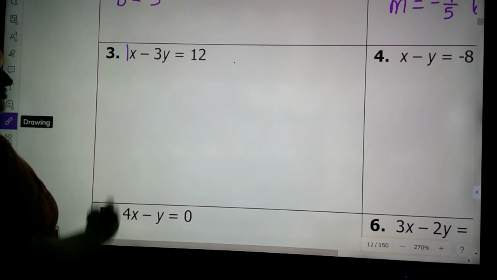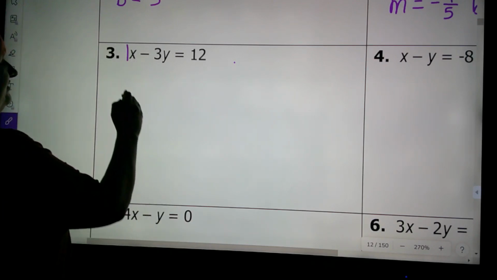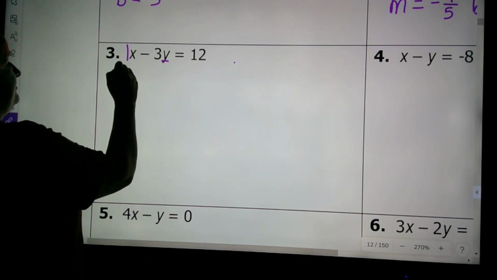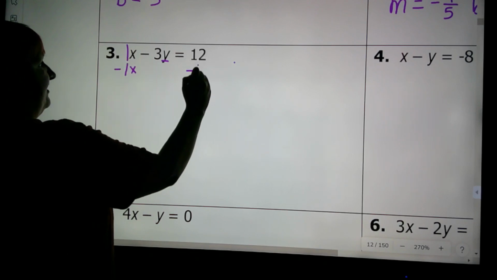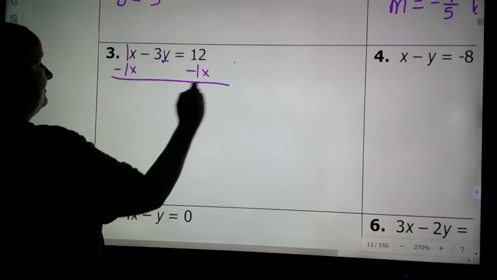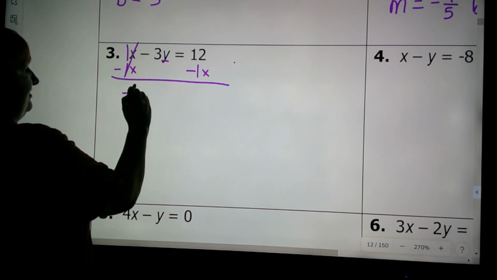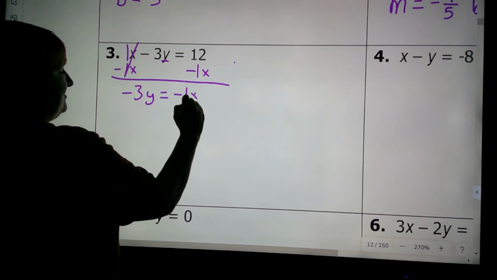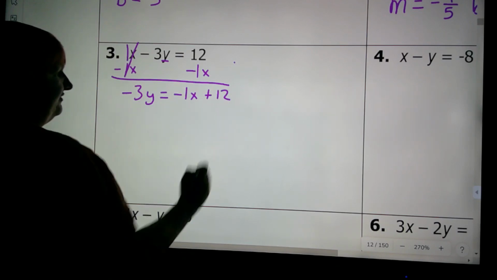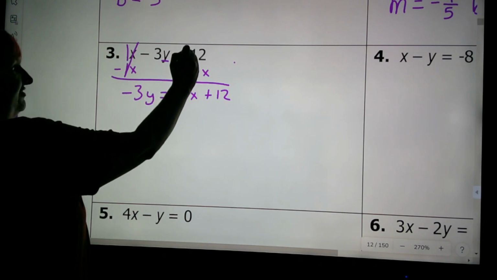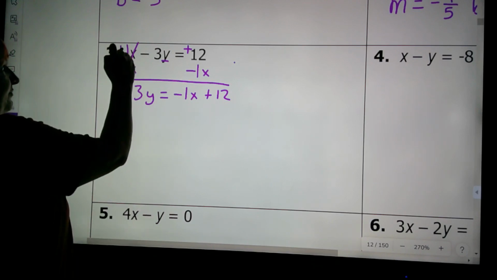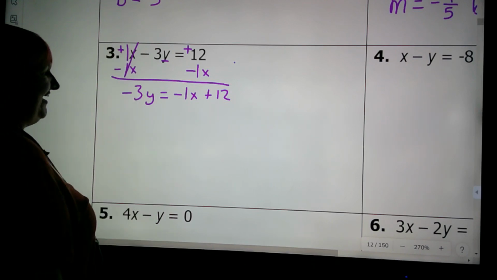If there is no coefficient, there's an invisible 1, right? I'm solving for y. So I need to do negative 1x, which is going to leave me with negative 3y equals negative 1x plus 12. Remember, if there's no sign in front of it, there's an invisible positive sign. Same here. Invisible positive sign. Lots of invisible math. Right?